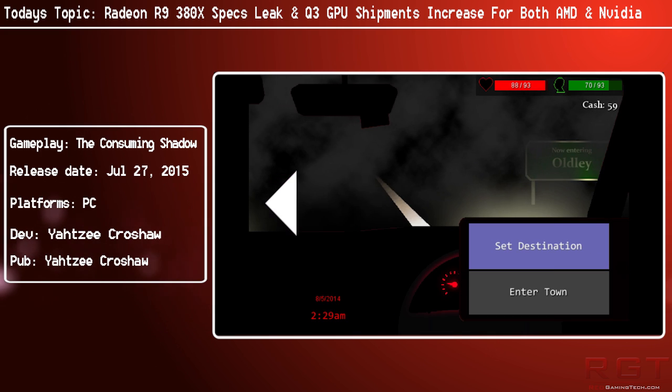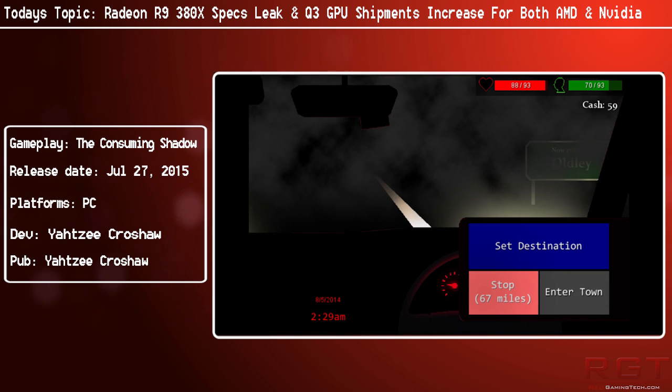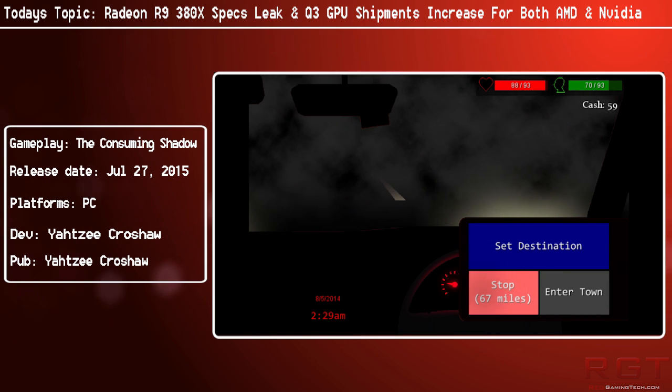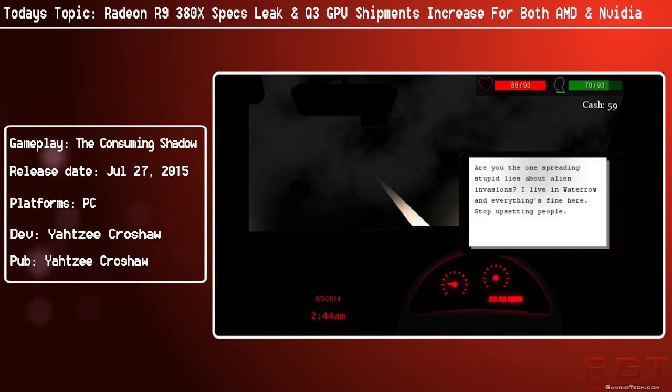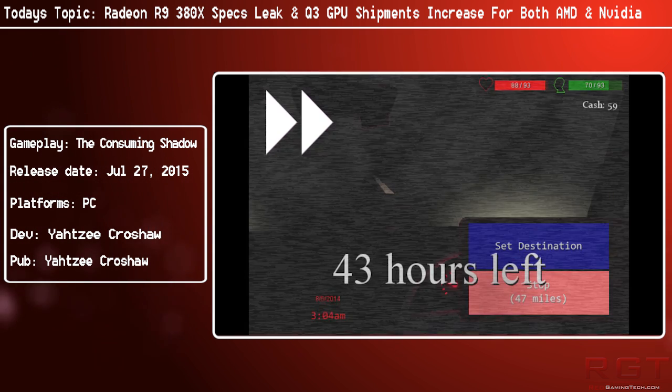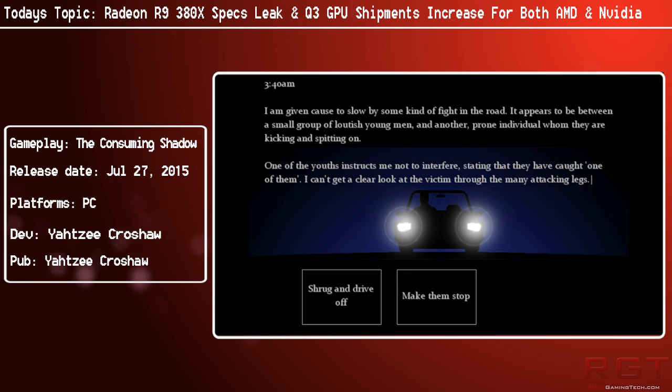Now, in terms of stream processors, 2048. Not many surprises there. We kind of suspected that that would be the case with 32 compute units. Obviously, 32 times 64 equals 2048. 32 ROPs, which is pretty standard. 128 TMUs and a clock speed of 1000 megahertz.